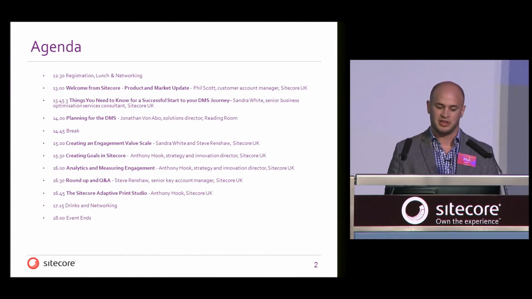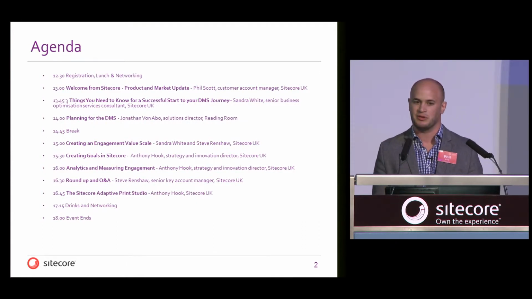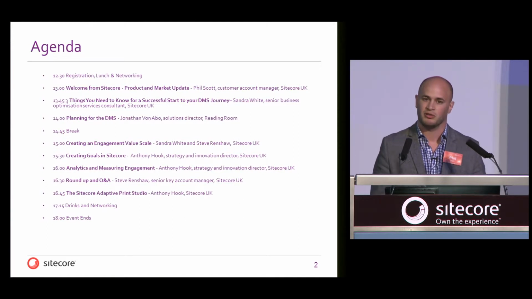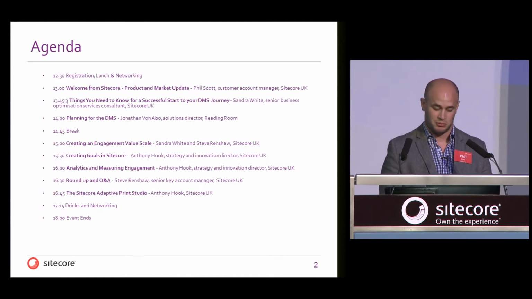We'll then have a look at the analytics and measuring engagement. Now we're capturing all this information. What can we actually see through the Sitecore interface to see what our users are doing with our product?